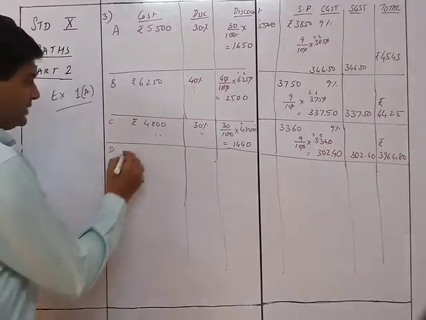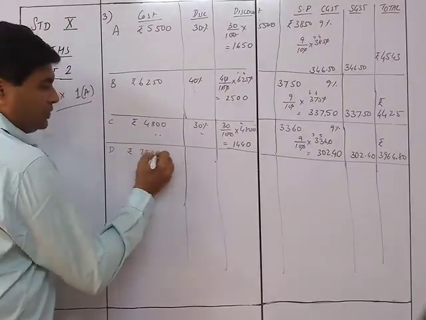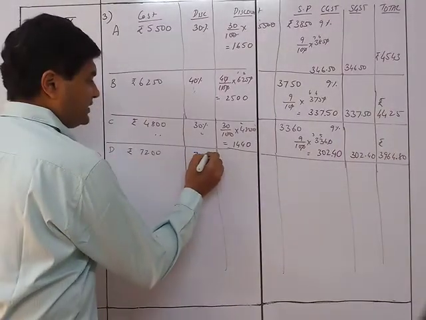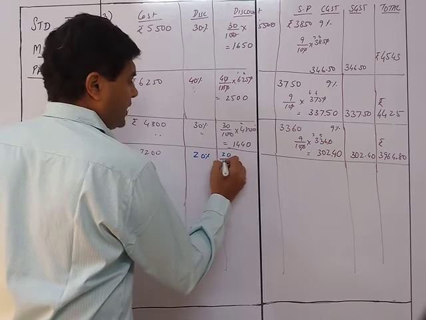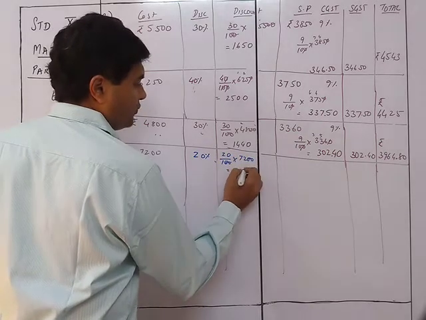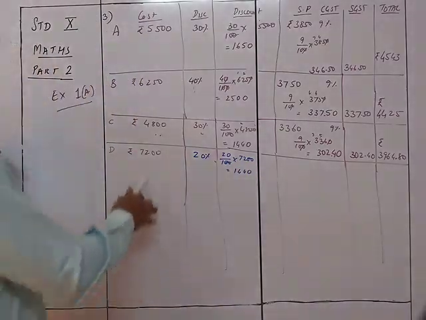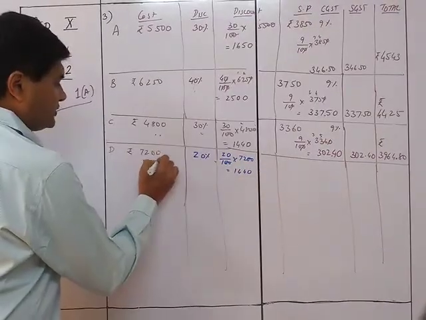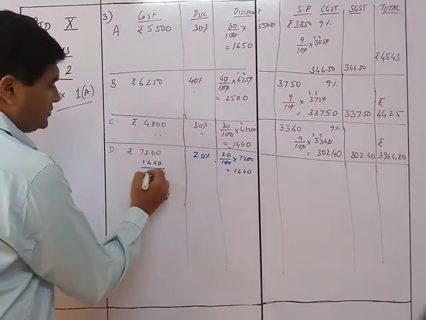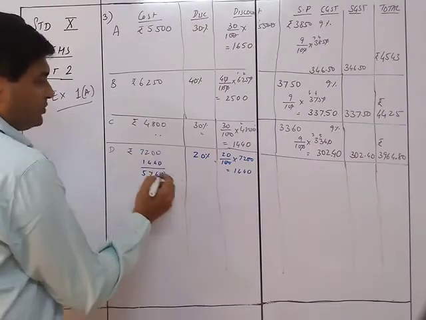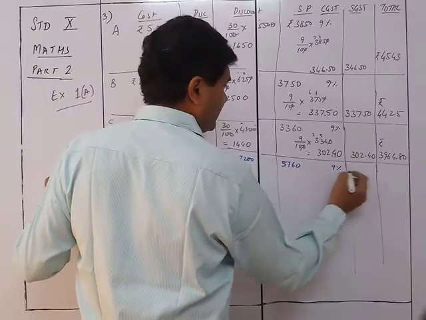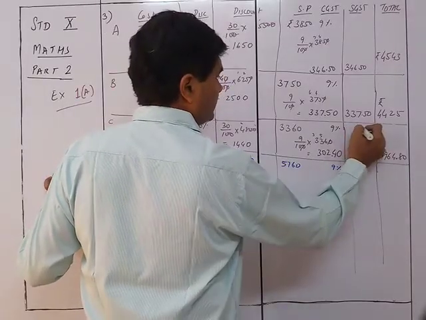Question D part, so it will be rupees 7200, and they are giving a discount of 20%. So it is 20 upon 100 into 7200. That gives me rupees 1440. Subtraction from here, so 1440 subtracted from 7200, and I'll get 5760, and 9% of that over here and 9% here.